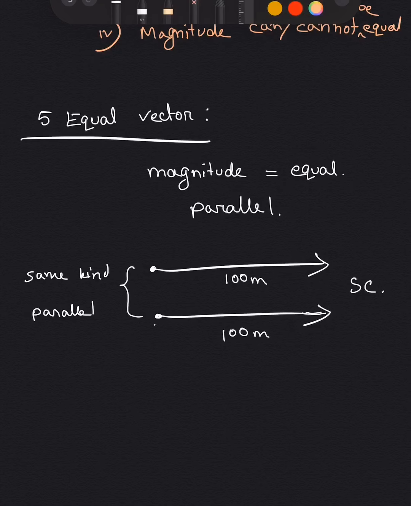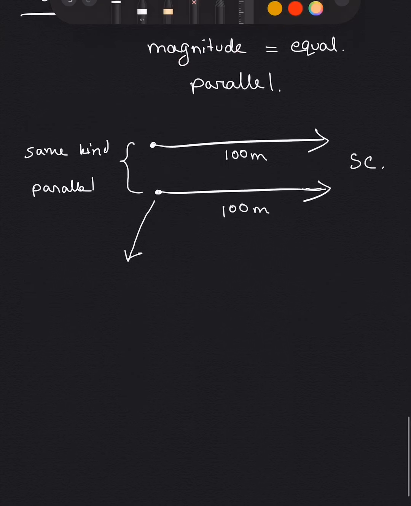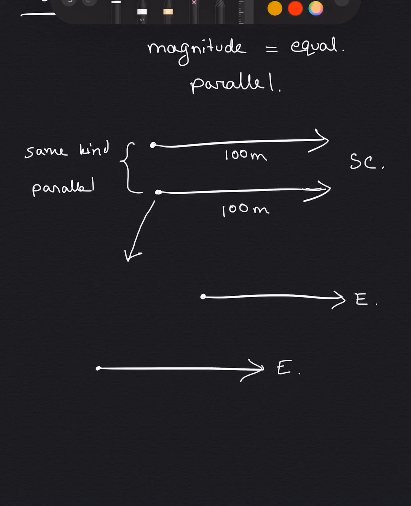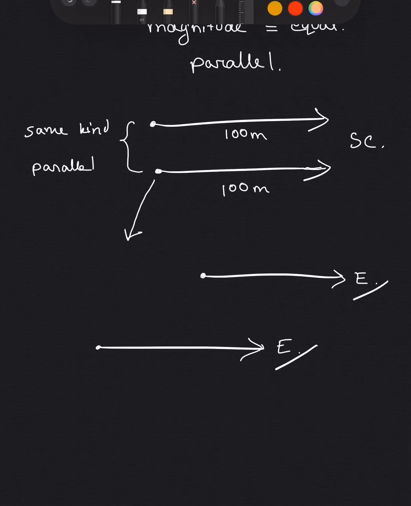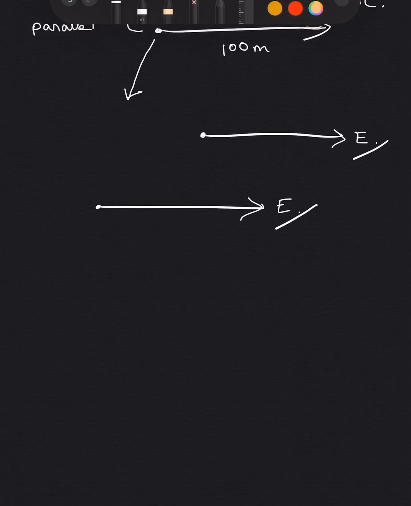Now, what if the initial point is not fixed? What if you travel 5 meters towards east and your sister, starting from 2 meters behind you, travels 5 meters towards east? In this case also, both the vectors can be called equal vectors. It doesn't matter what the initial point is. What does matter is that both the vectors should be of the same kind, they should be parallel, their direction should be towards the same direction, and the magnitude of the vectors should be equal. In this case, we can say that A vector is equal to B vector.